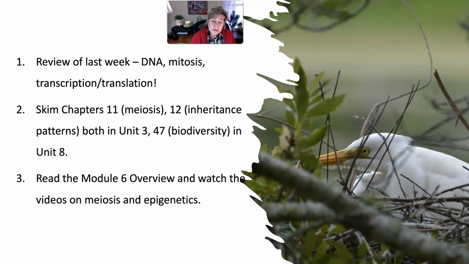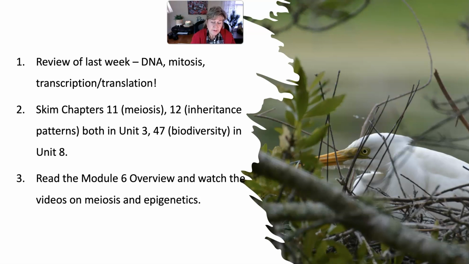Okay, and then skim through chapter 47, which is about biodiversity. And there's all types of biodiversity. So there's gene biodiversity. You want to make sure you have lots of different copies of each type of gene in a population so that you ensure that some organisms will survive. You've got to have species diversity. You've got to have population diversity.